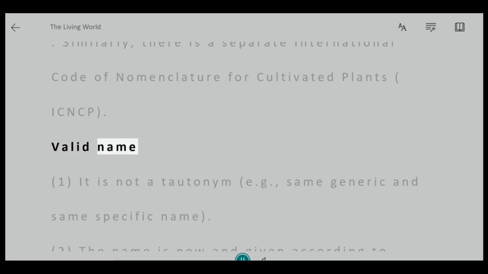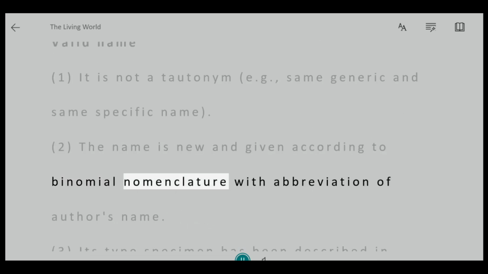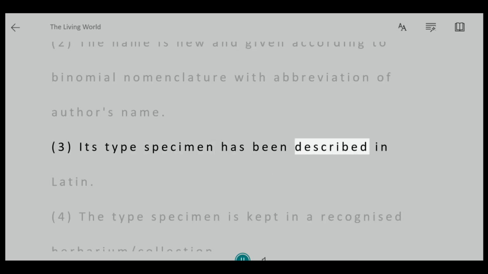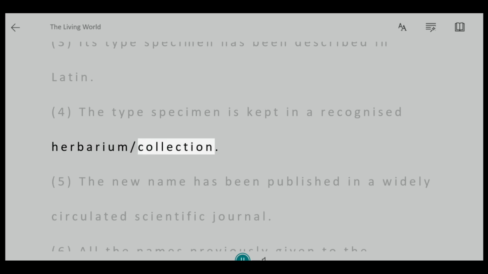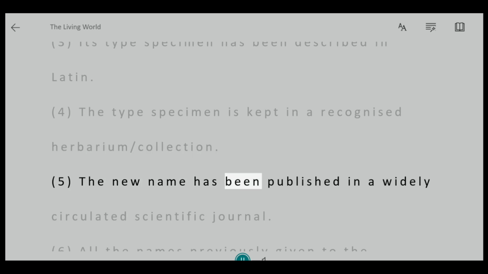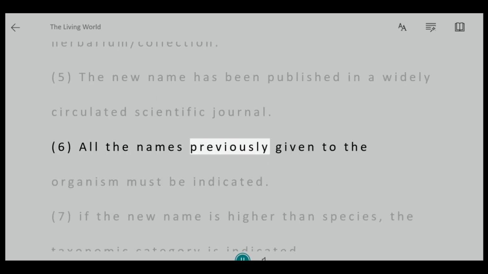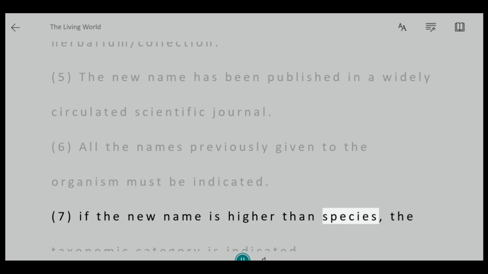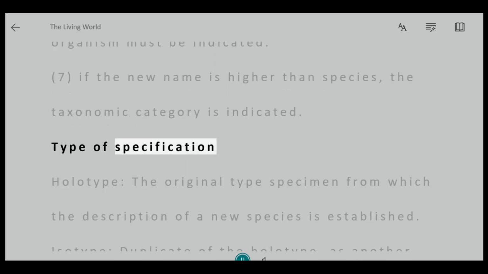Valid name. 1. It is not a tautonym, example, same generic and same specific name. 2. The name is new and given according to binomial nomenclature with abbreviation of author's name. 3. Its type specimen has been described in Latin. 4. The type specimen is kept in a recognized herbarium/collection. 5. The new name has been published in a widely circulated scientific journal. 6. All the names previously given to the organism must be indicated. 7. If the new name is higher than species, the taxonomic category is indicated.